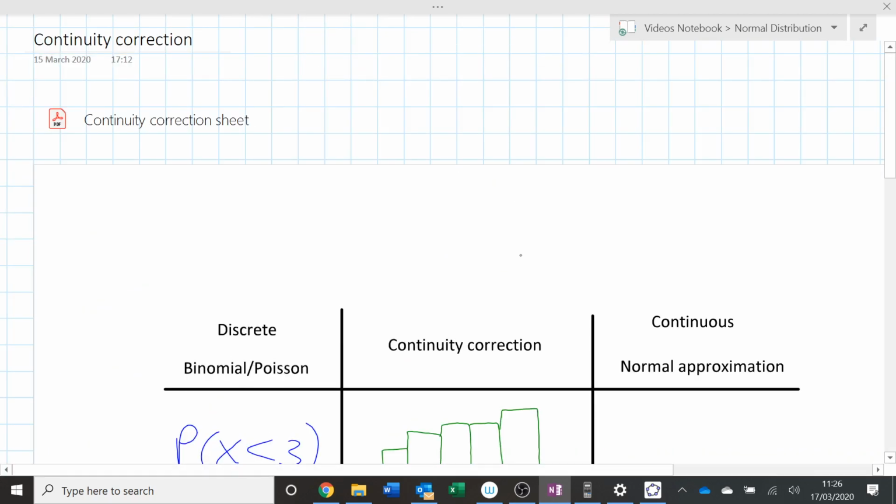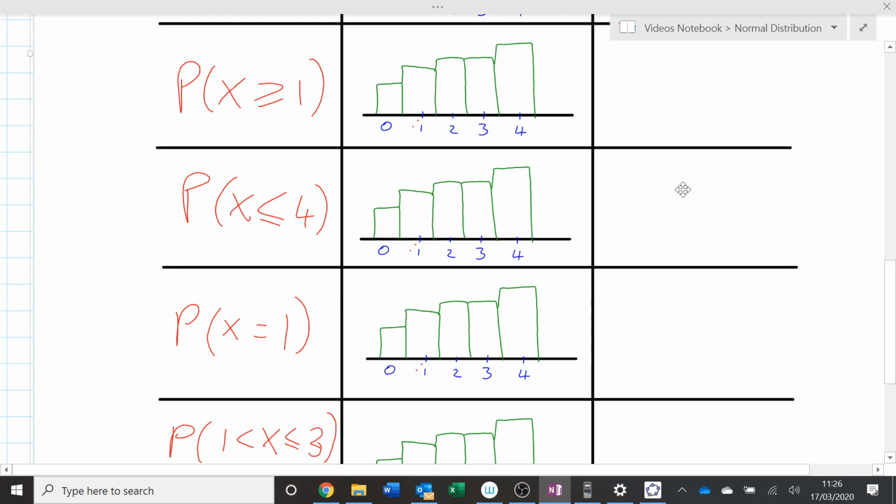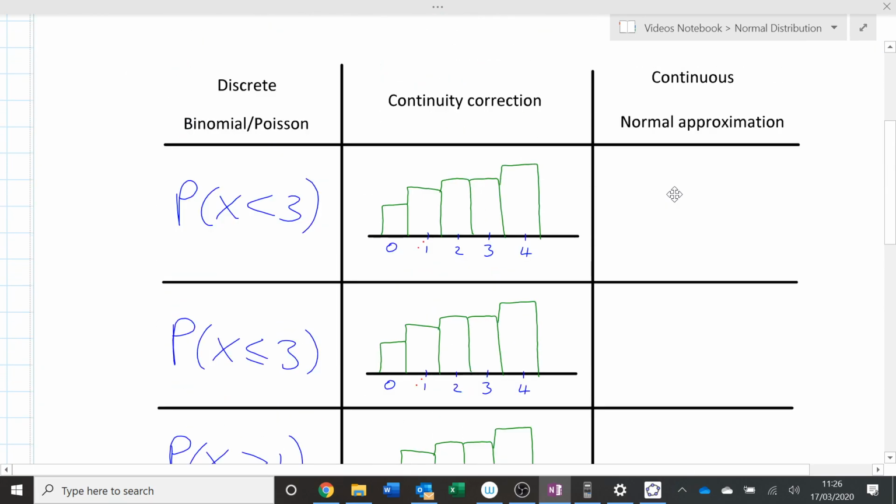I used this sheet before for Poisson. Poisson distribution is not something we need to know anymore. Because we know that in a binomial distribution x less than 3 is different to x less than or equal to 3, we have to think, what are we going to approximate it by when we switch from binomial over to normal? And it's different.